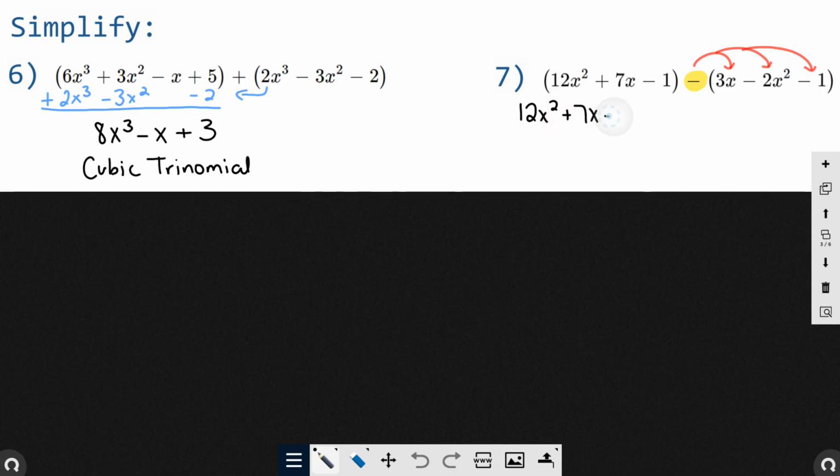Typically in Math 3, I start writing everything more linear, straight this way instead of up and down. So we have a minus 3x, but then this next term is going to become positive 2x squared, and then the last term, positive 1. Okay, so distribute that to all the terms and then add them up together.